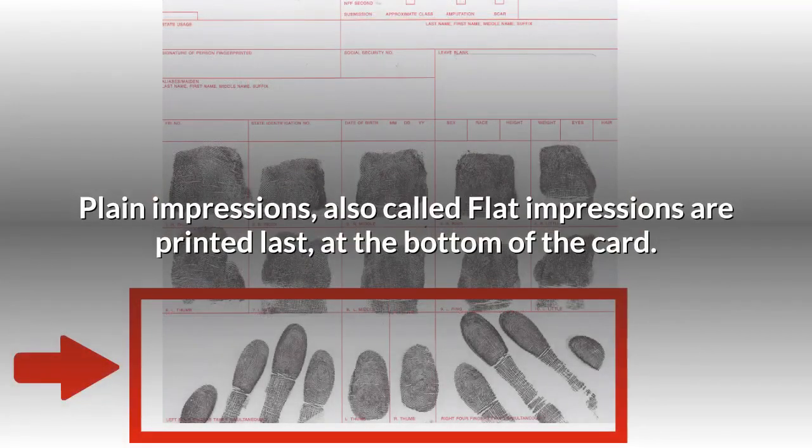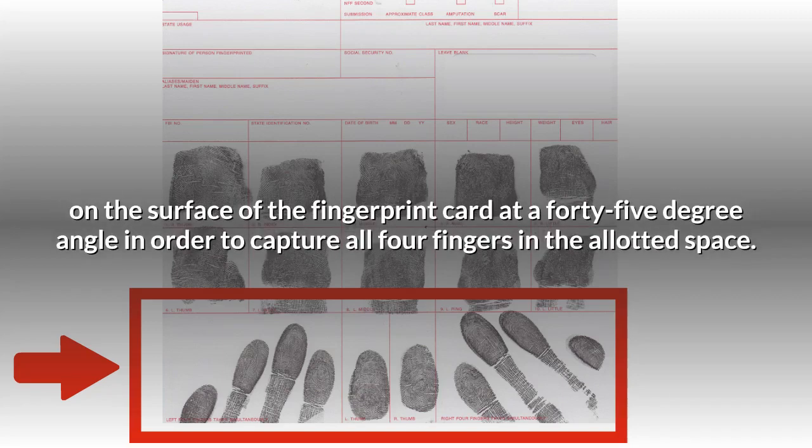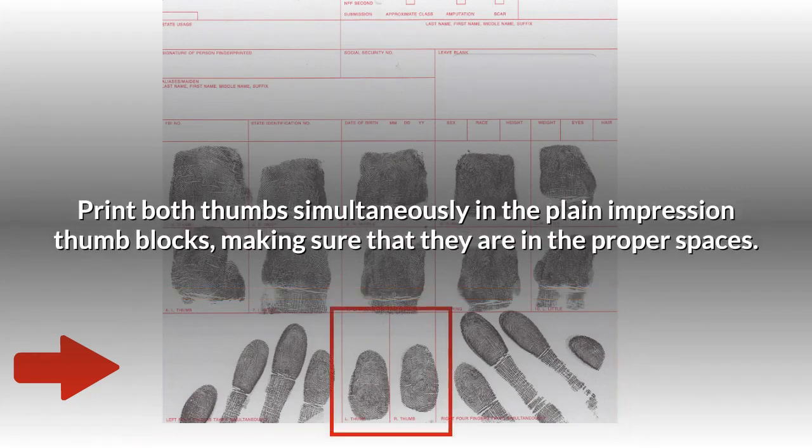Plain impressions, also called flat impressions, are printed last at the bottom of the card. The technician simultaneously presses the individual's 4 fingers on the right hand, keeping the fingers together on the surface of the fingerprint card at a 45-degree angle in order to capture all 4 fingers in the allotted space. Repeat this process for the left hand. Print both thumbs simultaneously in the plain impression thumb blocks, making sure that they are in the proper spaces.